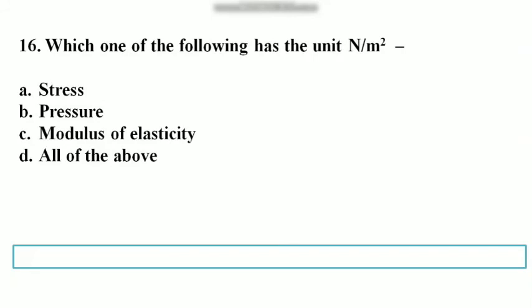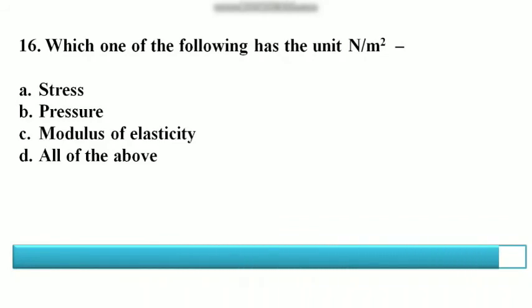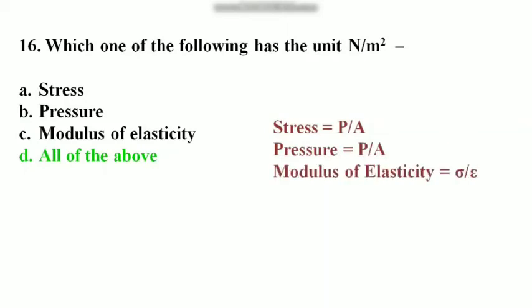Which one of the following has the unit Newton per meter square? Option A, stress, option B, pressure, option C, modulus of elasticity, and option D, all of the above. Here the answer is all of the above. We know stress equals P by A, pressure is also equal to P by A, and modulus of elasticity is equal to stress by strain. But strain is unitless. So modulus of elasticity and stress have the same unit, and pressure has also the same unit. So option D, all of the above, will be the right answer here.